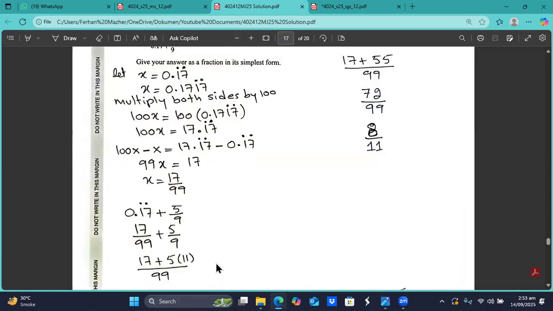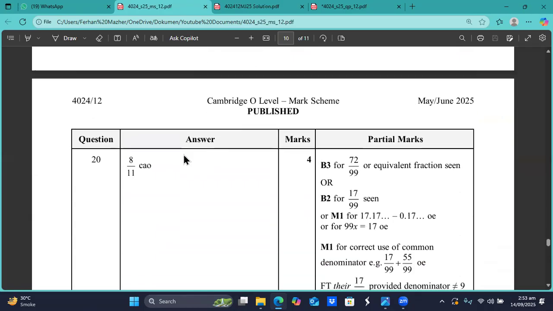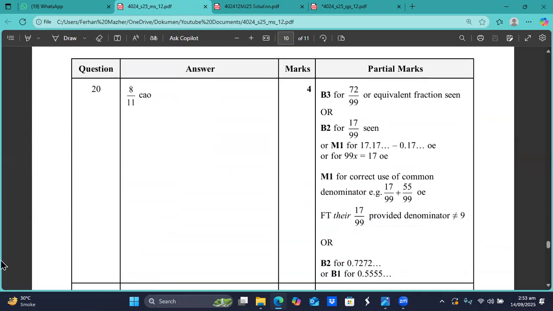Now, their question was to find this. So in the place of this recurring decimal fraction, I can write 17 by 99 plus 5 by 9. So take the LCM here. So the LCM is 99. So 17 plus 5 into 11, because 99 divided by 9 is 11. 11 into 5, that is 55. 17 plus 55 by 99. So it's 72 divided by 99, cancel with the 9, 8, 11, 8 by 11. So the answer is 8 by 11. The question number 20, 8 by 11 is the answer, sir.